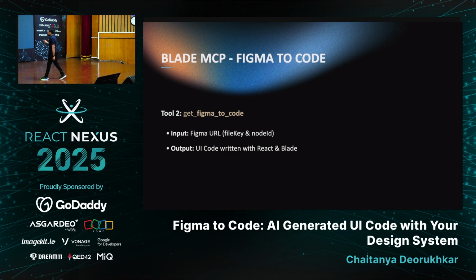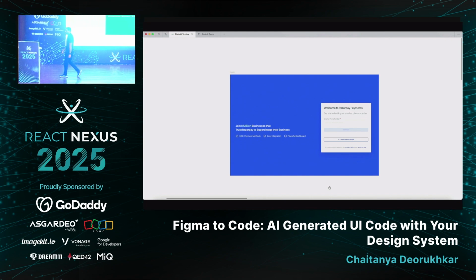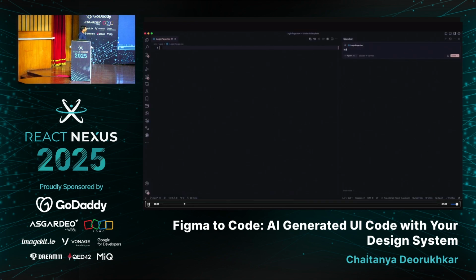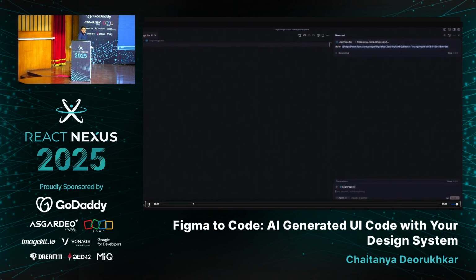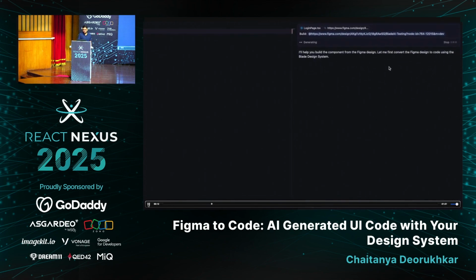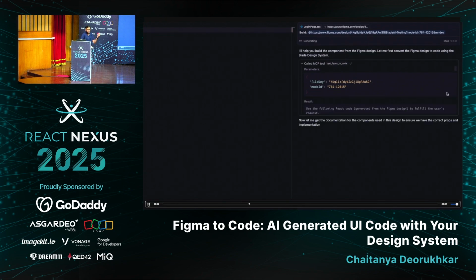So let's look at the example that we saw earlier, but let's slow it down a little and see what Cursor is actually doing. So just like earlier, I'm selecting the link to this. I'm asking Cursor to build using this Figma link. Now it's trying to figure out what to do. It realized that this needs Blade. So it's making an MCP tool call to Blade's get Figma to code tool. Input is Figma's file key and node ID. And somehow magically the output is the actual code of the UI.